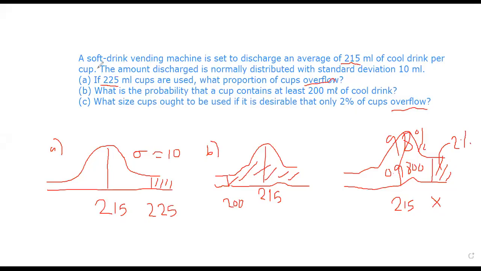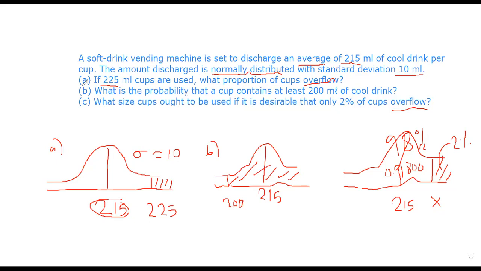The application of whatever I've taught you now comes in a word problem like this one. A soft drink vending machine is set to discharge an average of 215 ml of cold drink. So the average is called our mu. So this is what we put in between here. And our standard deviation is 10 mils. You'll always be told that this follows a normal distribution. For normal distribution, you don't need to think twice.